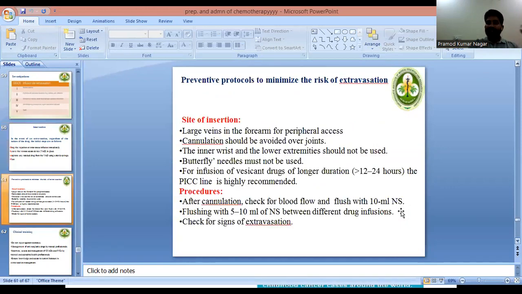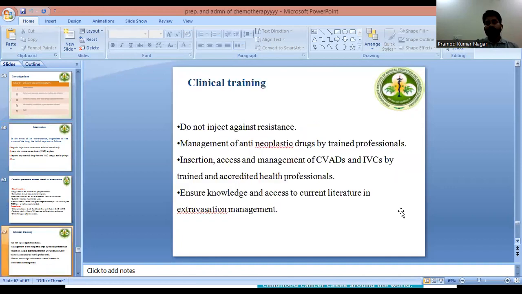Preventive protocol: site of insertion should be a large vein in the forearm, cannulation should be avoided over a joint, a butterfly needle must not be used for infusion of vesicant drugs for a longer duration. In the procedure, after cannulation, check for blood flow, flush with 5 to 10 ml of normal saline, and check for signs of extravasation. This is the duty of the nurses to minimize or eliminate extravasation.